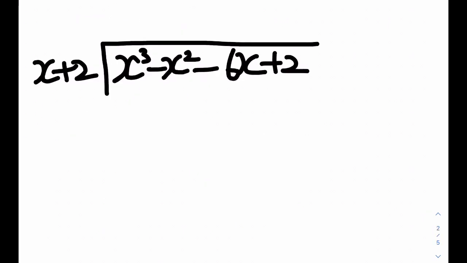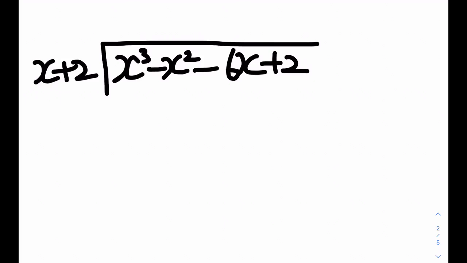Alright guys, let's look at another example. In this question, we have x to the power of 3 minus x to the power of 2 minus 6x plus 2 divided by x plus 2. In this problem, we are dividing by x plus 2 instead of x, but we will use the same method, so we will only focus on this x.